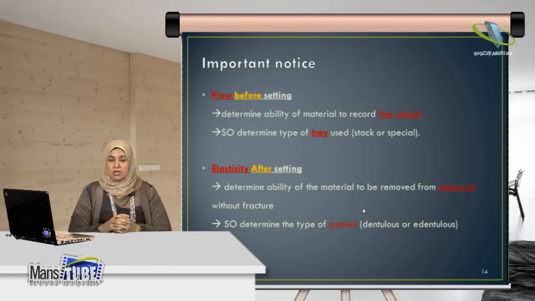The other thing is the elasticity. We measure elasticity of the material after setting, not before setting. Elasticity after setting determines the ability of the material to be removed from undercuts. So this determines the type of patient. If the patient is edentulous without any undercut, I can use the rigid impression material. But if the patient is dentulous and has any undercuts, I must use elastic impression material.